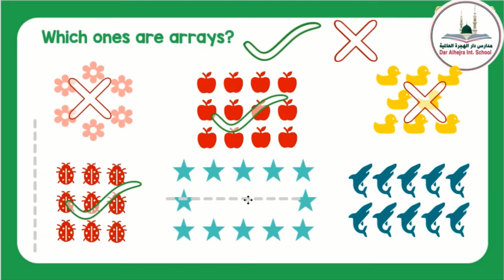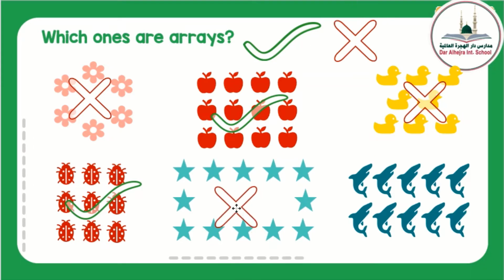Let's check this picture. I can see here 5 stars in this row, but in this row I can see just 2 stars and again 5 stars. That means the number of stars in each row is not the same. And here also I can see 3 and 2 and 2 and 2 and 3. That means the number of stars in each column is not the same either. So this is not an array.